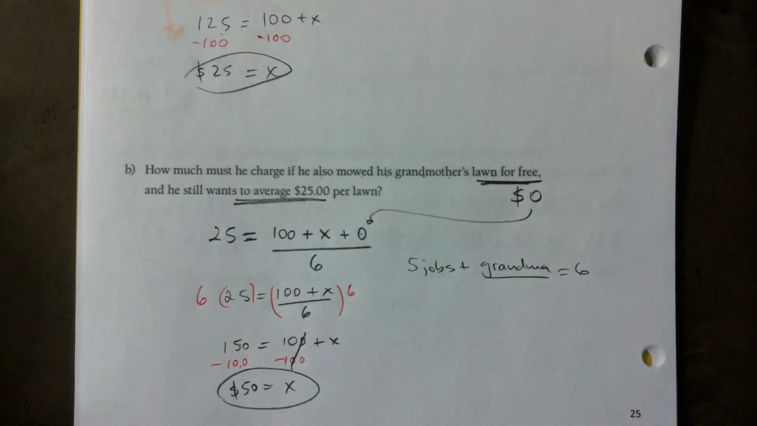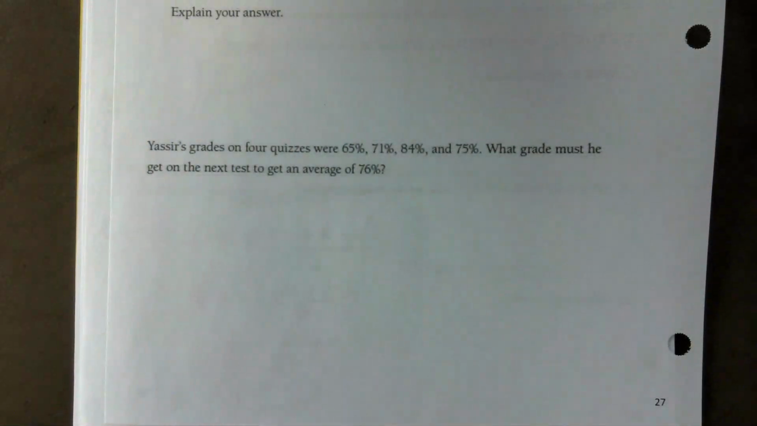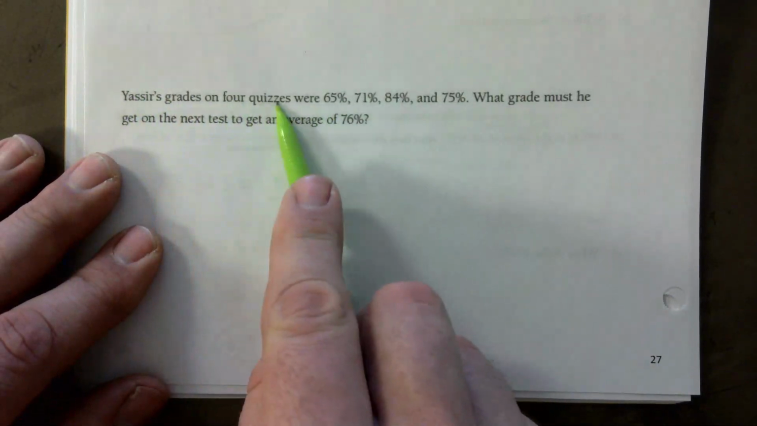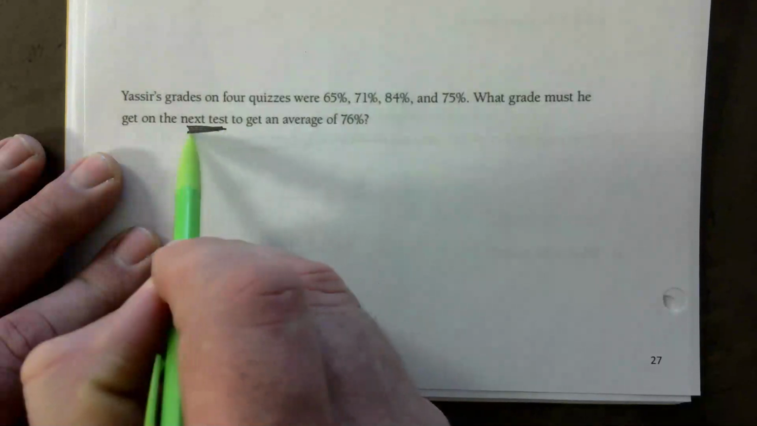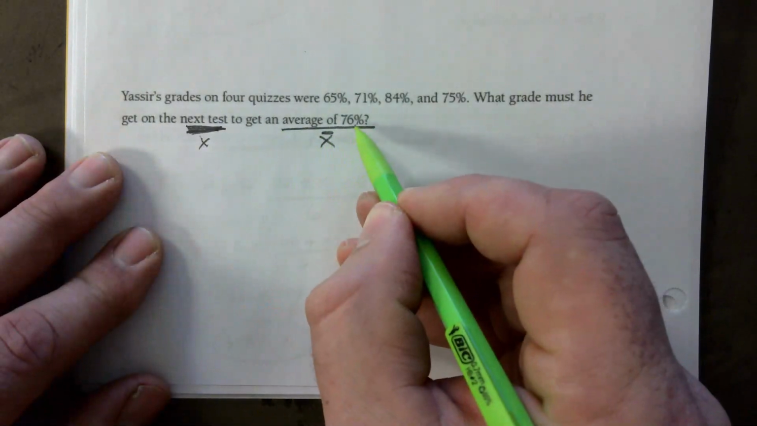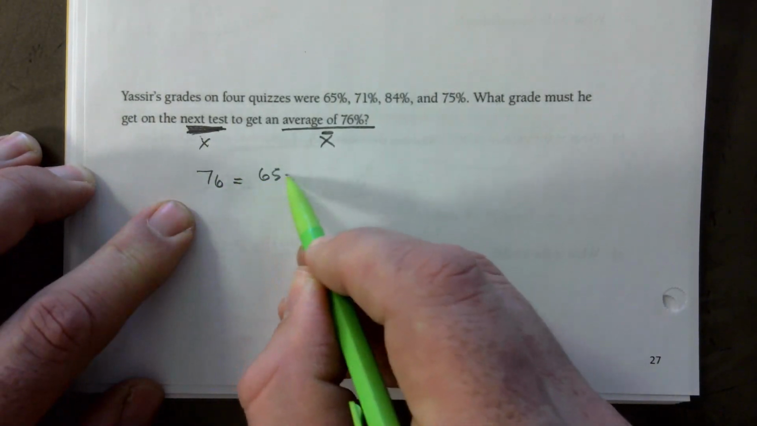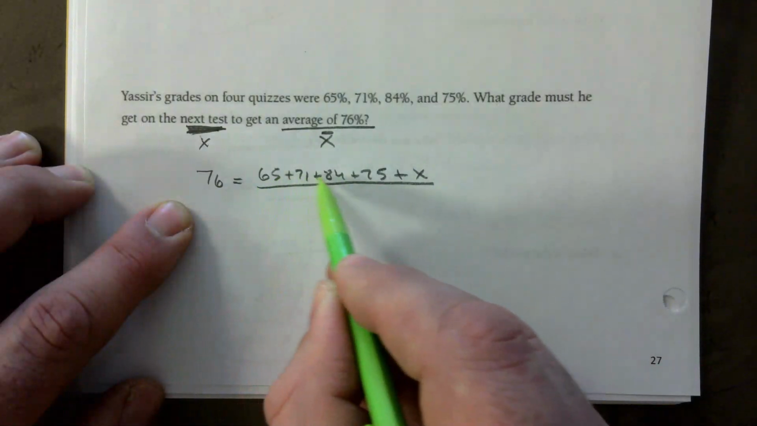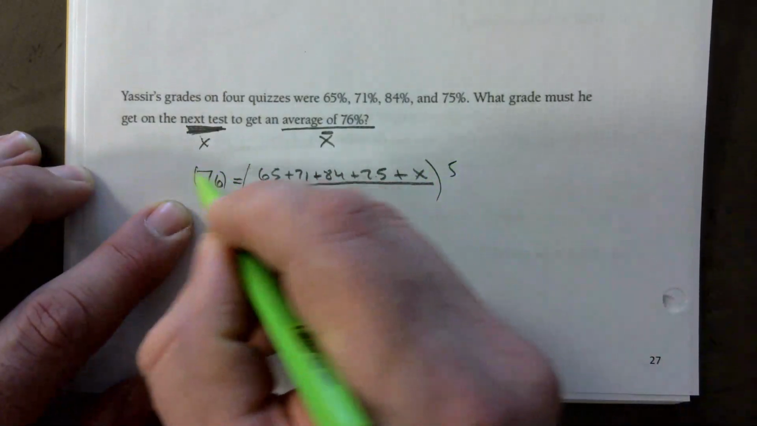I asked you to do 27 at the bottom. Same idea. I'll just quickly do it so you can't say I didn't give you enough examples. So Yasir's grades for 4 quizzes are as follows. What must he get on the next test? This is basically your x, to get the mean of 76. So you set it up like this. 76 is the average wanted, and then it's (65 plus 71 plus 84 plus 75 plus x) divided by 5. So you're not just considering 4, you're considering 5 assessments. And so now it's just multiply by 5.